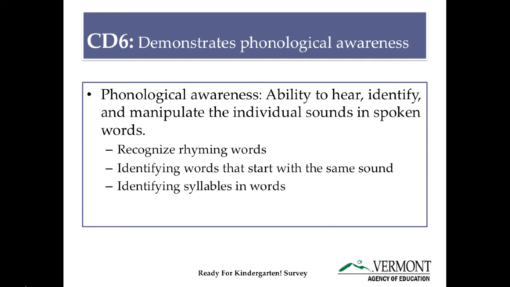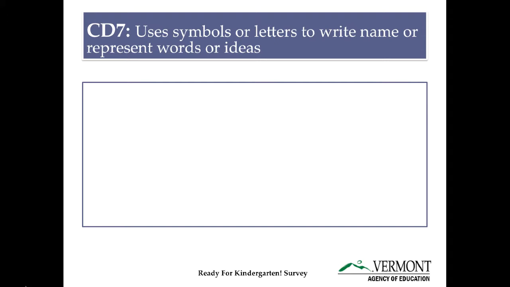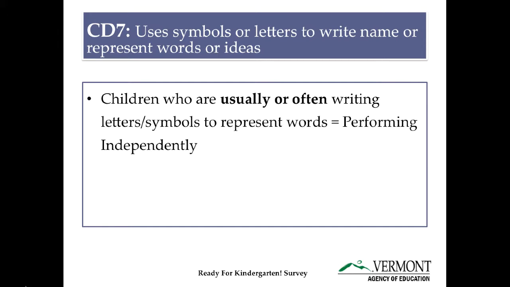When children are competent in these skills and can do them with few errors, then they are rated as performing independently. Please note that these skills can be demonstrated in either English or a child's primary language. Cognitive development item 7. A child uses symbols or letters to write their name or to represent words or ideas. Children who are usually or often writing letters and symbols to represent their name or words can be scored for this item as performing it independently.